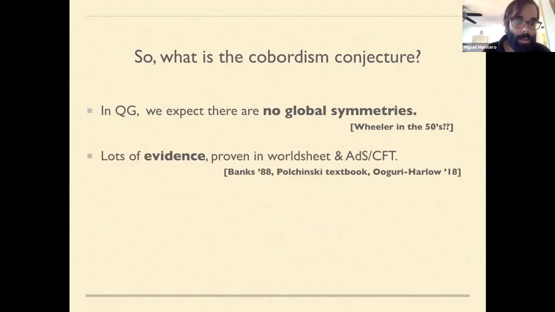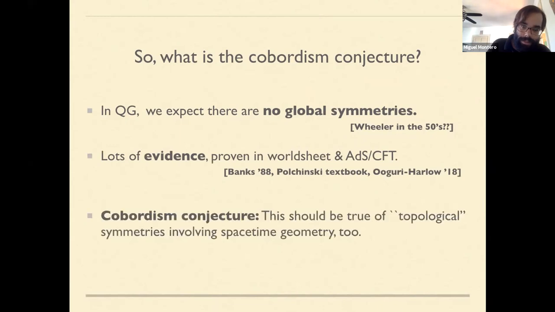Regardless of who proposed it first, the fact is that we have a lot of evidence for it. It's true in every string compactification. We have a proof in perturbative string theory, and more recently we got an argument for it coming from AdS/CFT. So it's also true in holographic theories. So we expect there are no global symmetries. And the cobordism conjecture is, in a sense, just a particularization of this statement to a particular kind of topological symmetries that one can construct in theories of gravity, which I am going to be describing next.